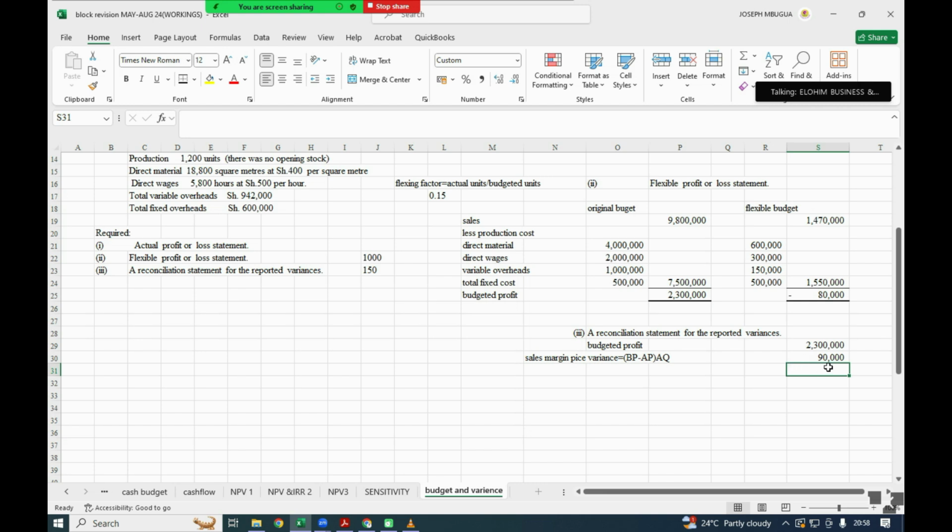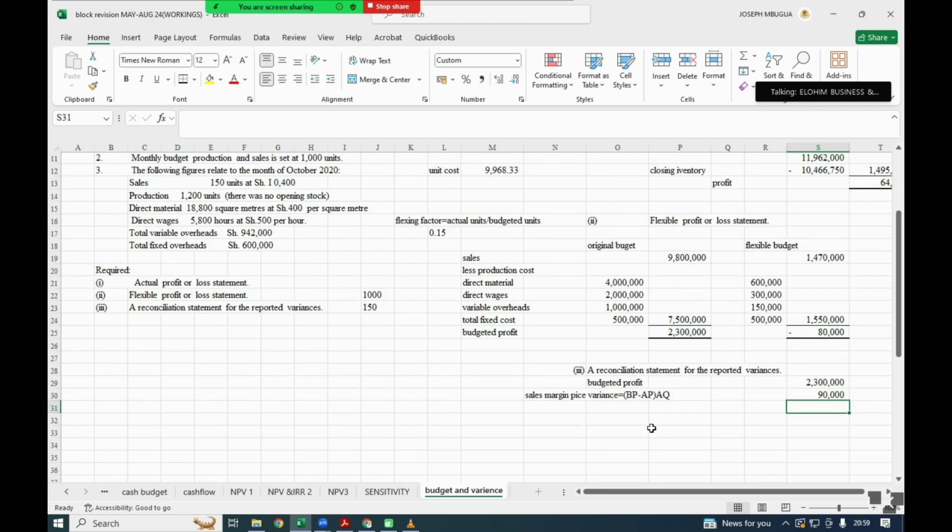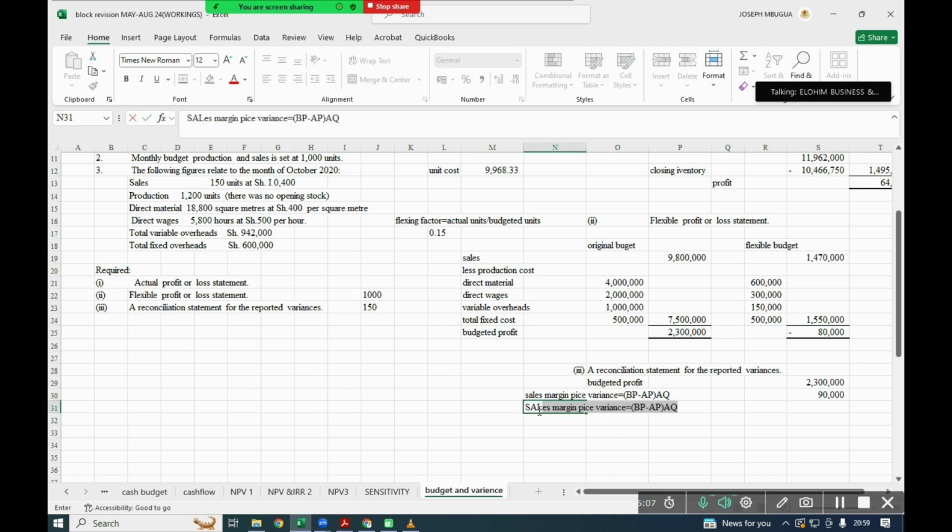In this case, it is favorable because the actual selling price was more than what was budgeted. We budgeted at 9.8, we ended up selling at 10.4, so it's a favorable variance of 90,000.